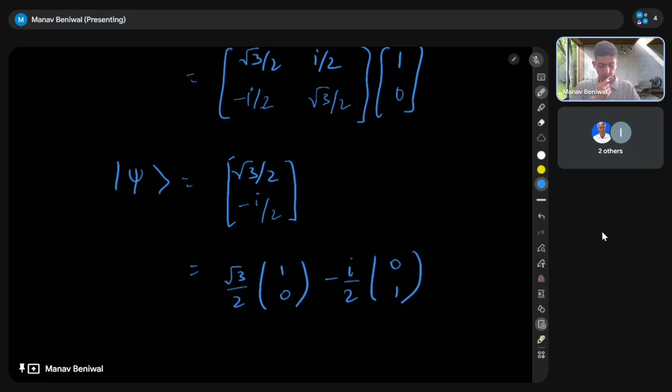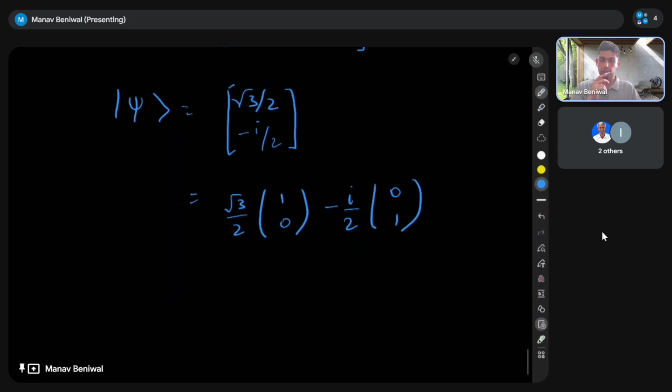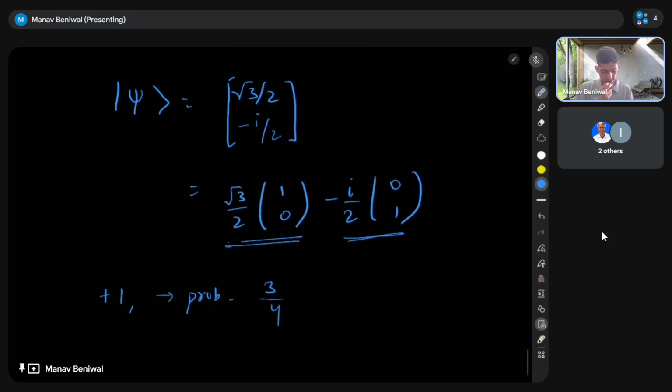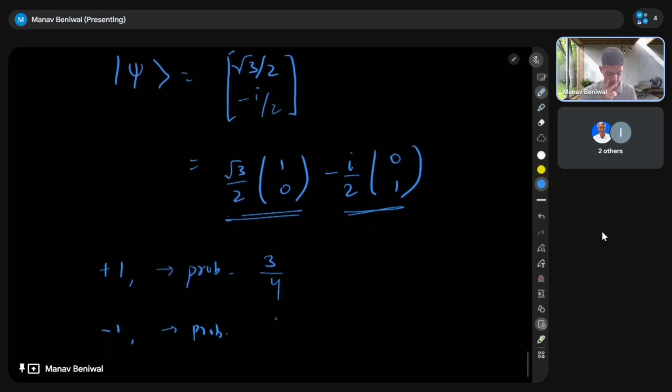Okay, now clearly the probability of the spin up particles will correspond to this first term, and the probability of the spin down particles will correspond to the second term. So for the plus 1 eigenvalue, the probability will be the square of root 3 by 2, which will be 3 by 4. And for minus 1, the probability will be the mod of this, so iota by 2 will give us a probability of 1 by 4.